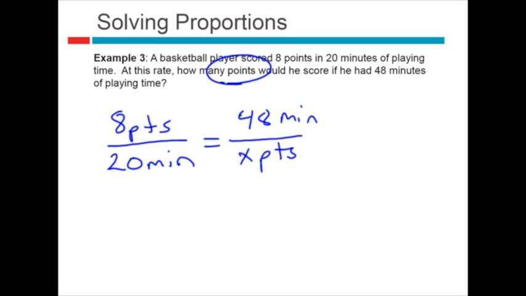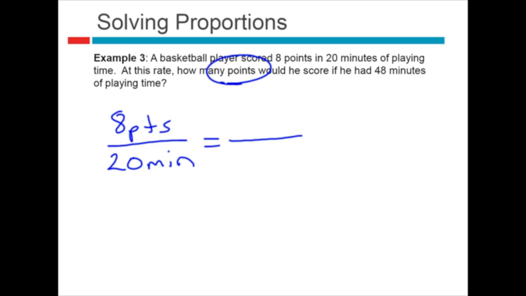Well, if we did these each way, we would definitely get a different answer each time. So which one is the correct way? That's going to be very important to us. It turns out what you have to do is make sure that your units match up. So, for instance, you'll see right here, on top we have 8 points. So we want to make sure that points goes up top here on our second fraction. And on the bottom we have minutes, so we want to make sure that minutes goes on the bottom in our second fraction.